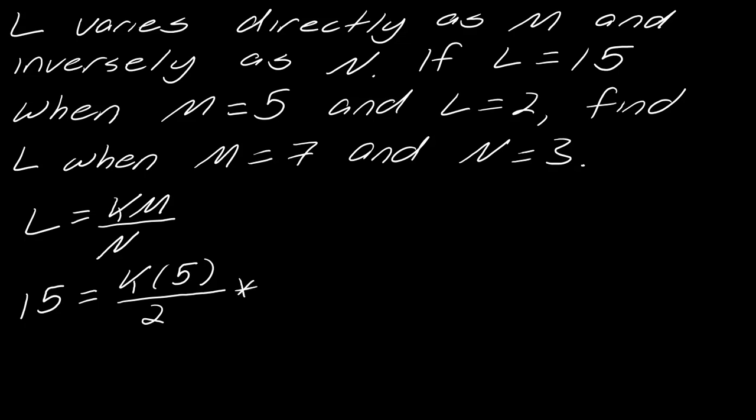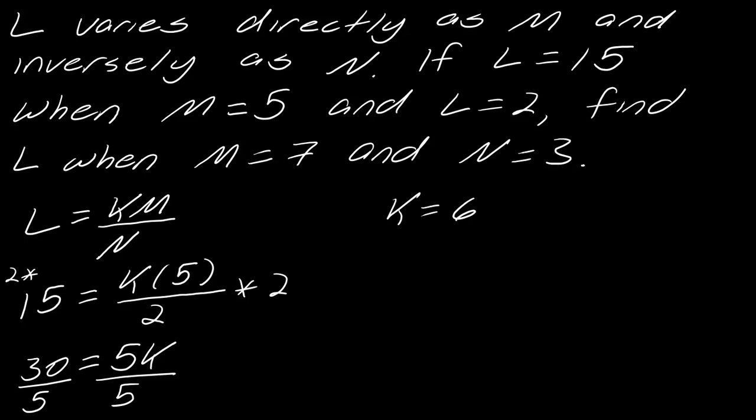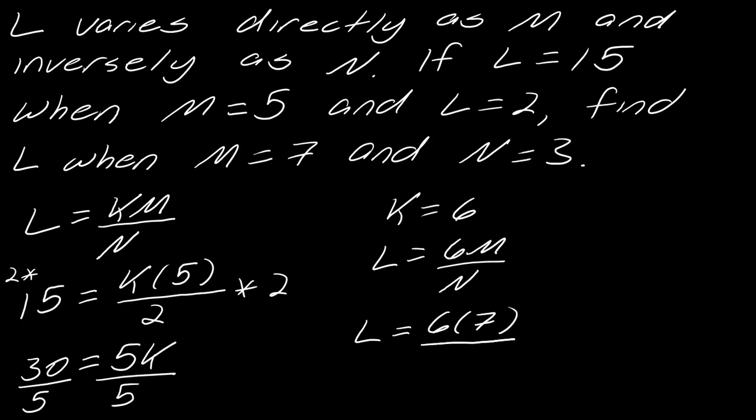First I'm going to multiply both sides by 2, so I get 30 equals 5K. I'm running out of room here, but if I divide both sides by 5, I will get that K equals 6. Now I can restate this: L equals 6M divided by N. Again, I just refer back here. Now it says find L when M equals 7 and N equals 3. So I take L equals 6 times 7 divided by 3, so ultimately I will get that L equals 14.